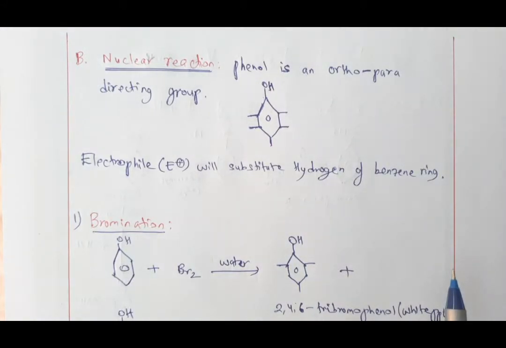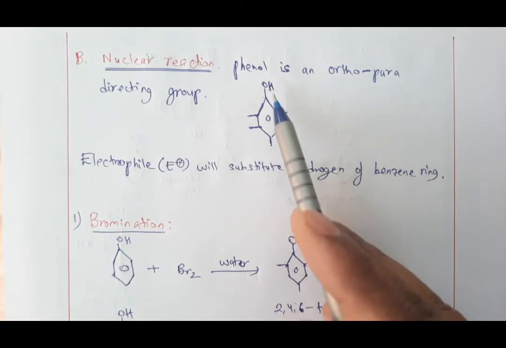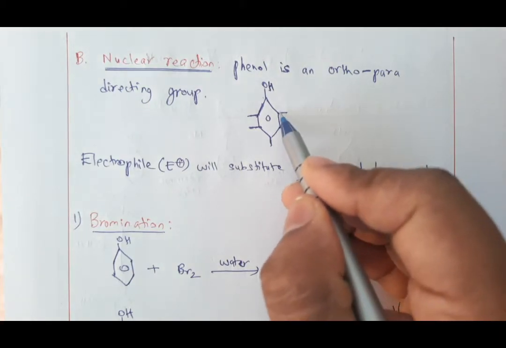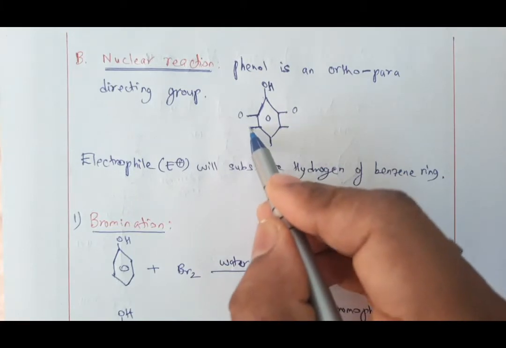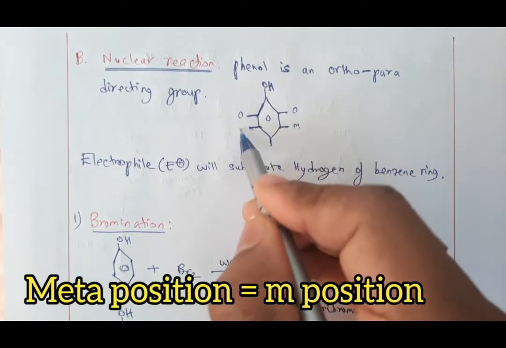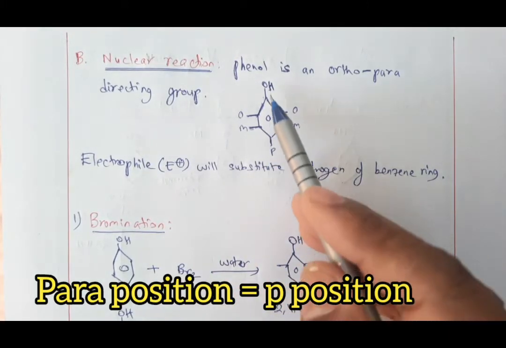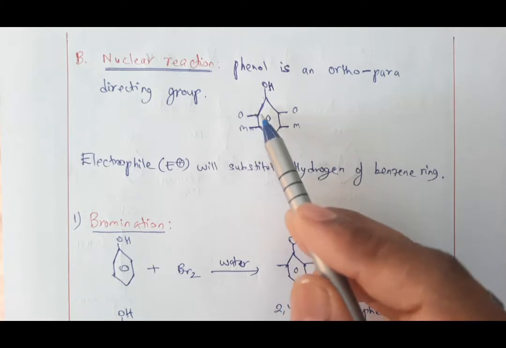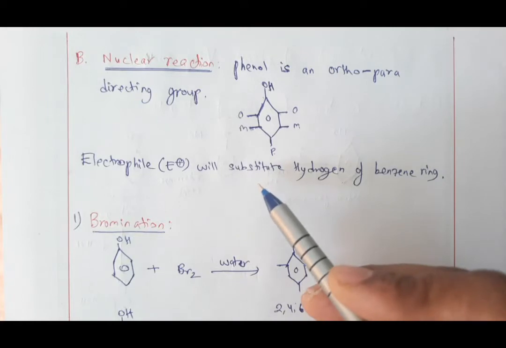So before we learn about nuclear reaction, let us see this structure of phenol. Benzene ring with OH is called phenol. And do remember, in the benzene ring, these two positions are referred to as ortho positions. These two positions are referred to as meta positions. And this position is referred to as para position. So in phenol, these two are ortho positions, these two are meta positions, and this is the para position.